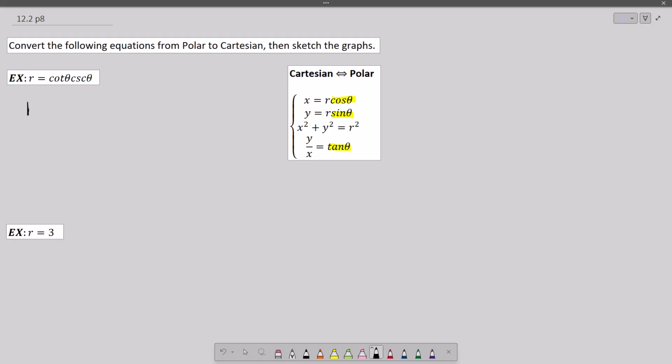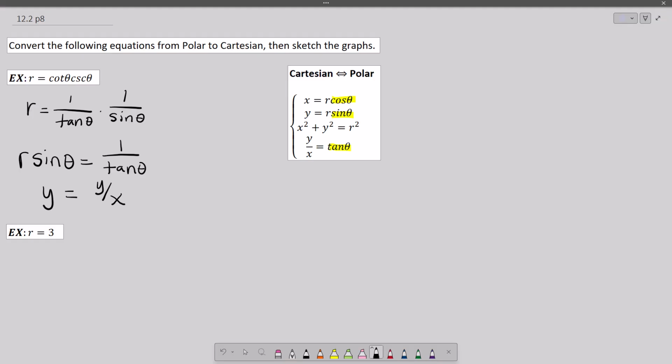So let's see. The first thing I'm going to do is write cotangent as 1 over tangent. And I'm going to write cosecant as 1 over sine. Now I see a subset of the 3 primary trig functions. And we look at that sine, though, and we need an r with it. Right? We need an r. So let's multiply both sides by r. So if we multiply both sides by r, we now have matched. R sine theta is y. Tangent is y over x. And we've now found the equation in rectangular.